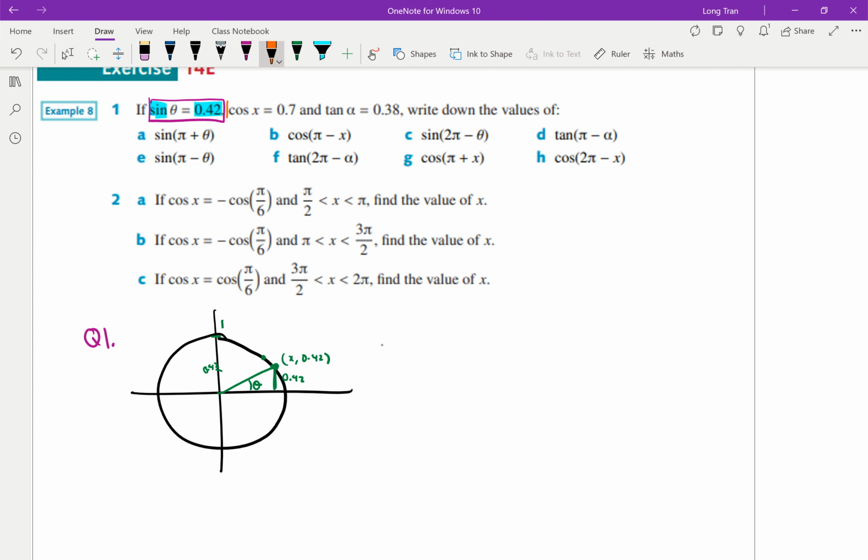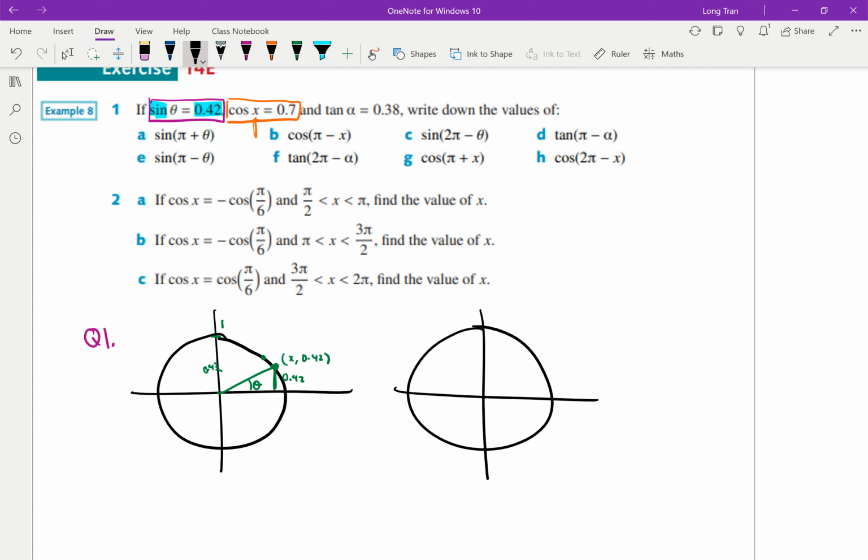Second one, they tell me cos of an angle x. So x is obviously different to theta. So I get another unit circle. I know the angle x will give me a cos, which is the x length, of 0.7. Again, maximum x length is 1 in a unit circle, so 0.7 might be here. So this is the point I could be working with, and this is the angle x. That's my triangle. I'm going to write here cos of x is equal to 0.7. This one is sine of theta is equal to 0.42.